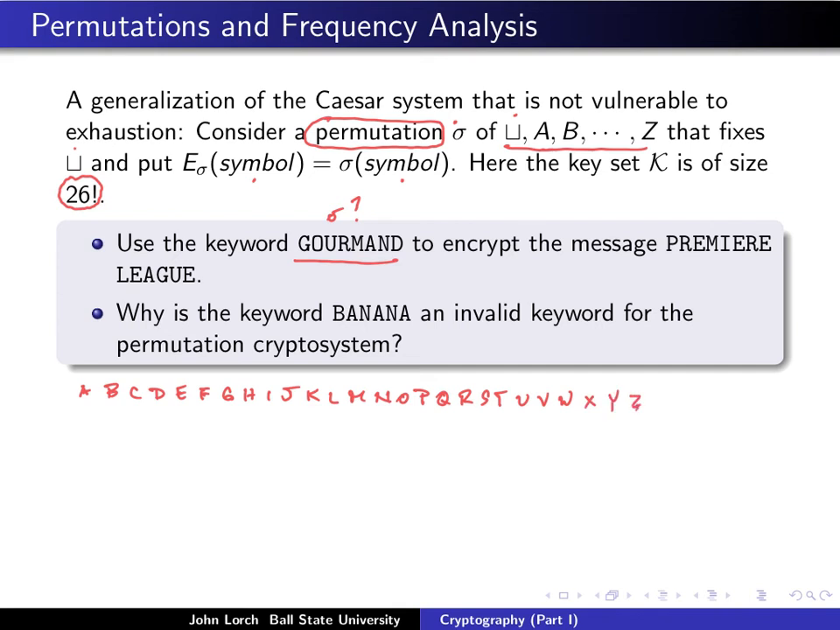So those are our letters of the alphabet. Now we're not worrying about the space character because it's being sent to itself. So this is sort of our plain text stuff over here. And now we're going to figure out a permutation of these letters based on the keyword gourmand. So what we're going to do is to write the letters for gourmand here at the very beginning. So this means plain text symbol A will go to ciphertext symbol G. Plain text symbol B will go to ciphertext symbol O, and so on.